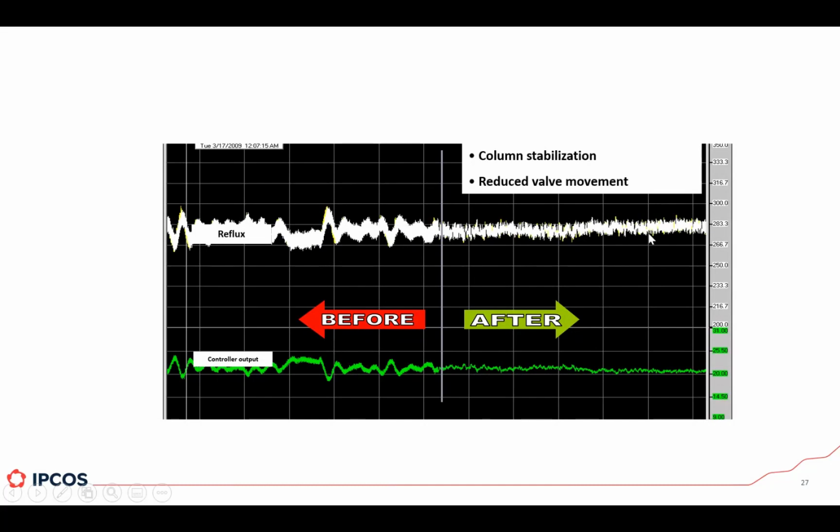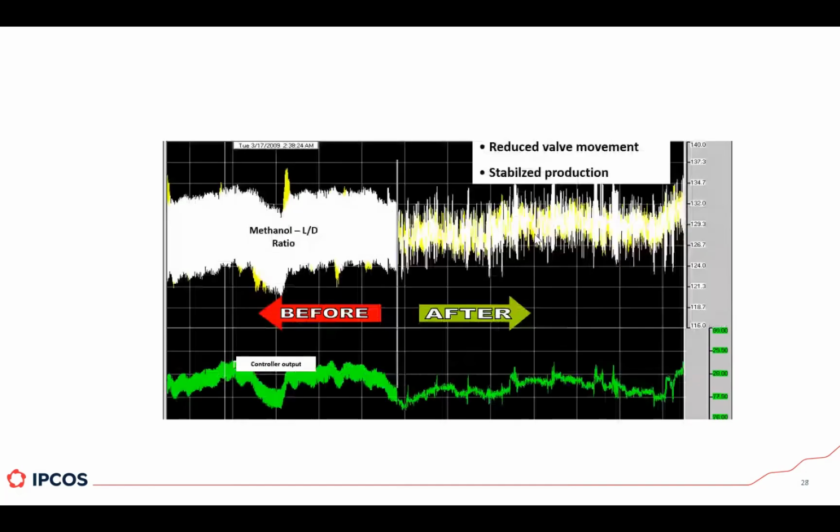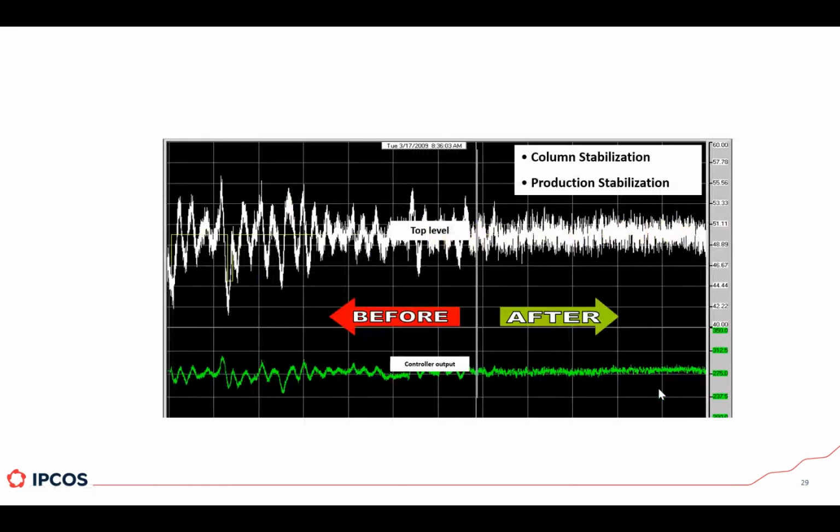So you can see here how the reflux of the column used to vary a lot before, and then after we did this, it really changed. Bear in mind that this reflux is attached to a reflux ratio controller. So even with the reflux ratio controller, the reflux was a lot more stable. As mentioned before, the methanol reflux ratio is also more stable. It was moving a lot less after the whole implementation.